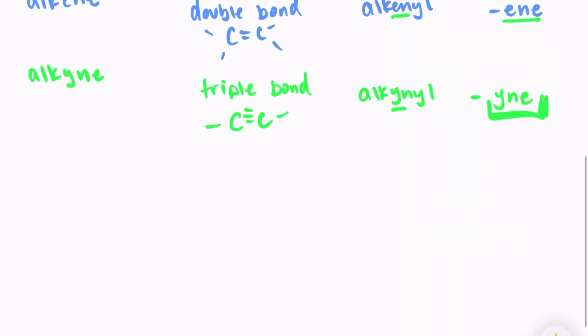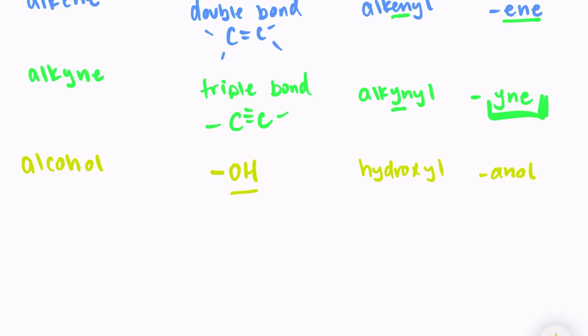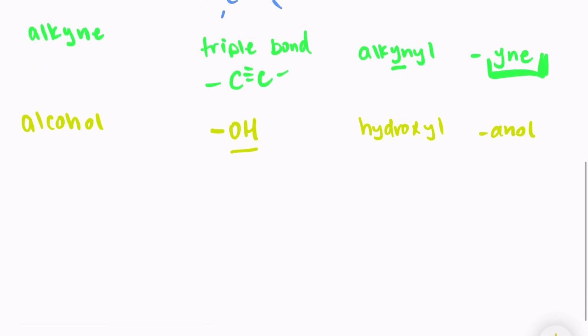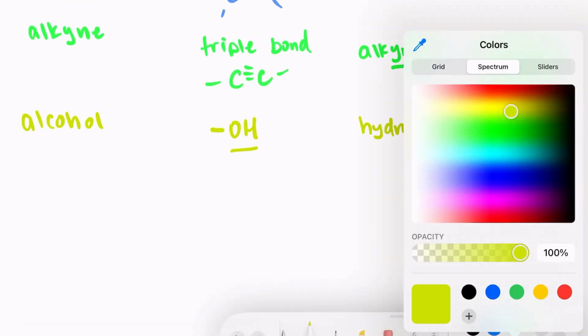Next, we have alcohols. These are very easy to identify. Alcohols will always have an OH group somewhere on the molecule or on the compound. The name of the OH group is hydroxyl, and the suffix is ol. So butanol, propanol, methanol, ethanol. You've probably heard of a few of those before.